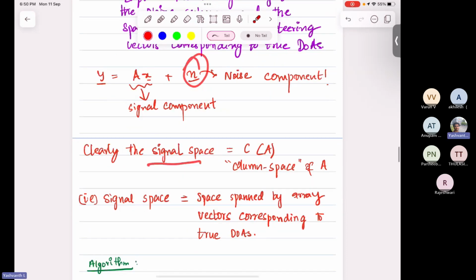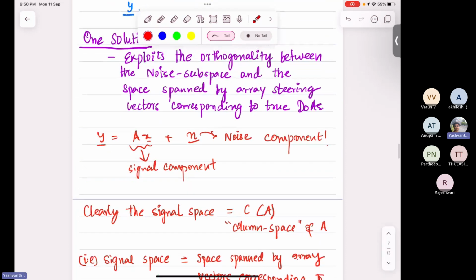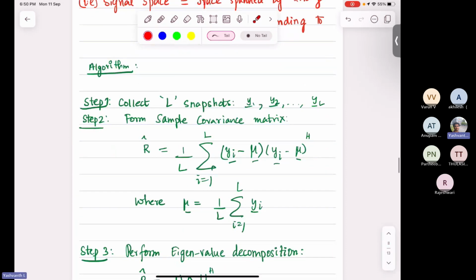The signal space is defined as the column space of A, because A times S is something that lies in the column space of A. The column space of A, that is, the column space of the matrix formed by all the array steering response vectors at the true DOAs, will form the signal space. And the noise space is just formed by the noise components. The MUSIC algorithm goes as follows.